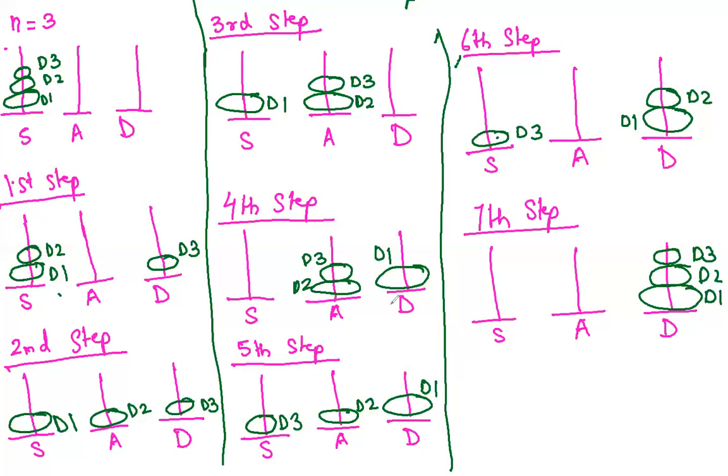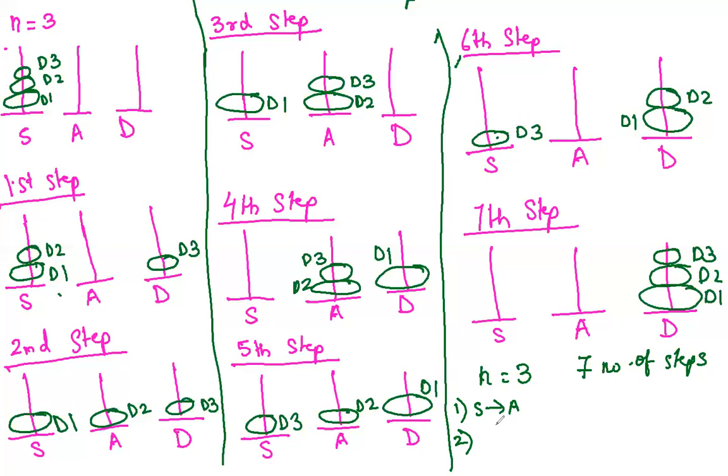So how many steps do we require? We require 7 steps. So if n is equal to 3, then we require 7 steps. And also, what is the sequence of movement? Here we are not mentioning whether the disk is D1, D2 or D3. Simply there is a movement of a disk from one peg to another.